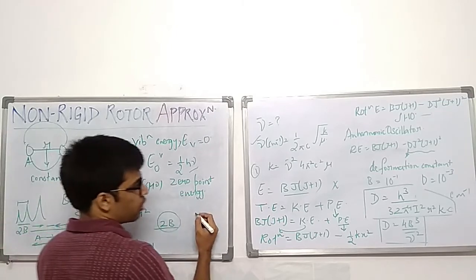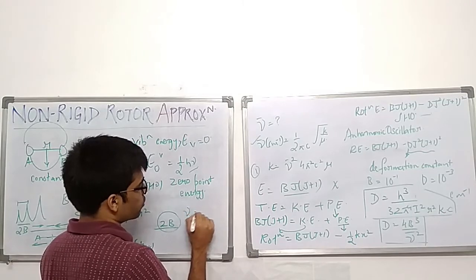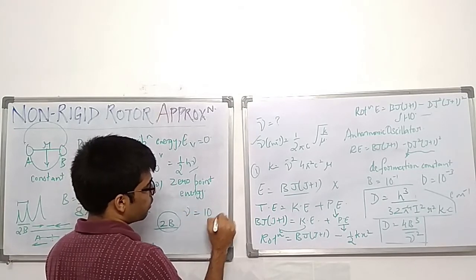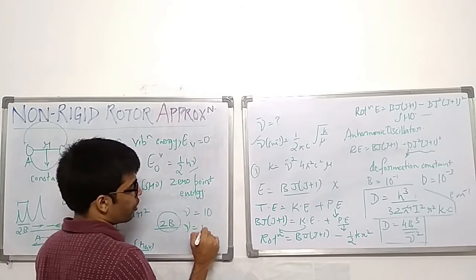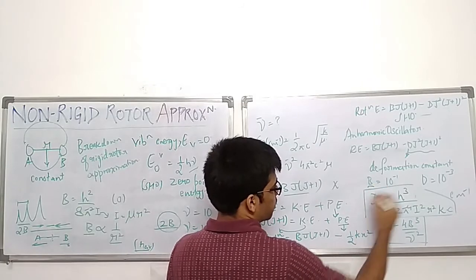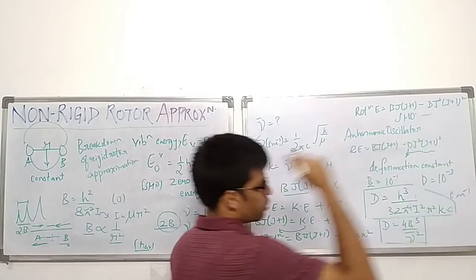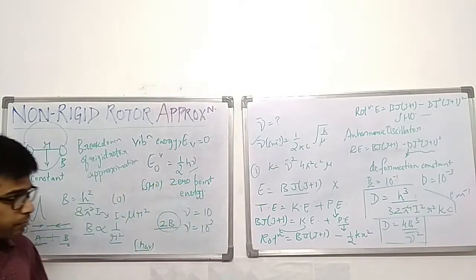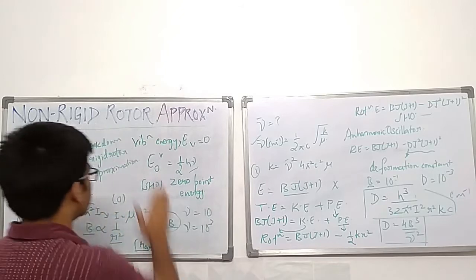Now the rotational frequency is in the terms of 10 and the vibrational frequency is in the terms of 10 to the power 3. That is why the rotational constant is in the terms of 10 to the power minus 1 and the deformation constant is in the terms of 10 to the power minus 3.